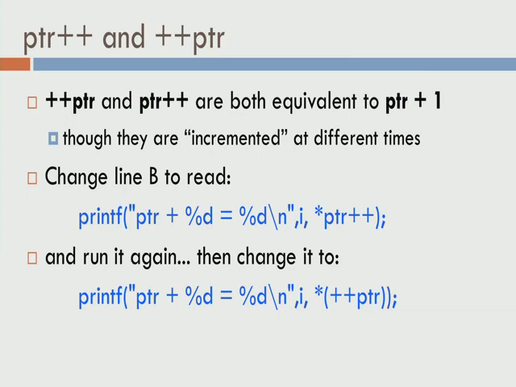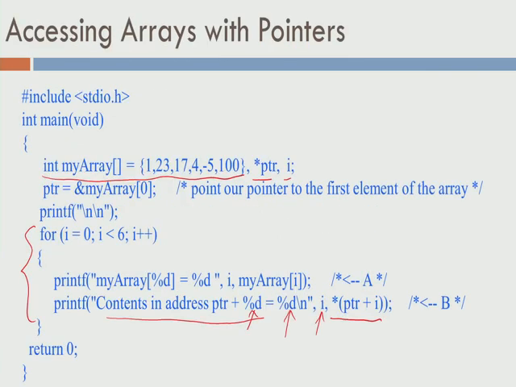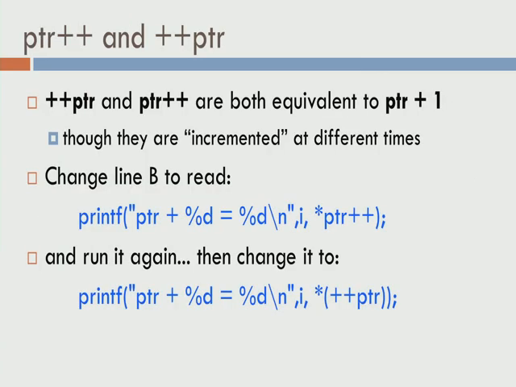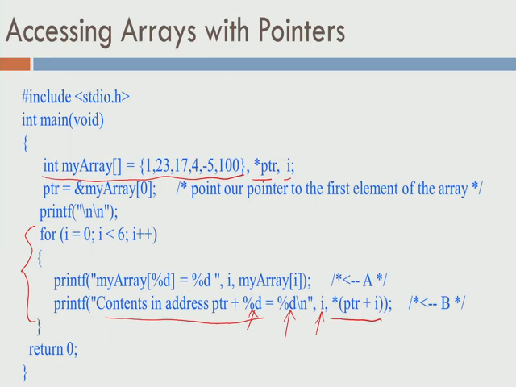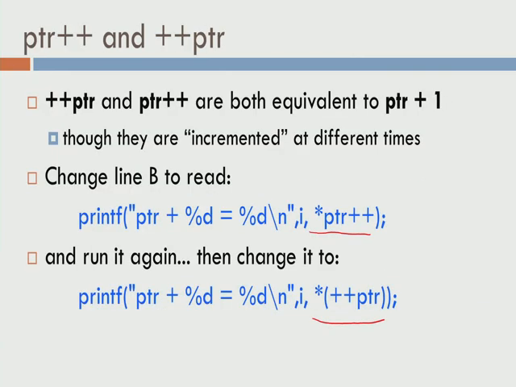But I want you to do this little exercise. Change the line B. If you look at line B, it is saying contents in address PTR plus percentage %d is I comma star of PTR plus I. Change that to star PTR plus plus and run it again, and once more change that line to star plus plus PTR and run it once more. So, you take this piece of program which is in this slide, but make changes to line B using either this line or this line, compile and run it, and try and reason why whatever is happening is happening.